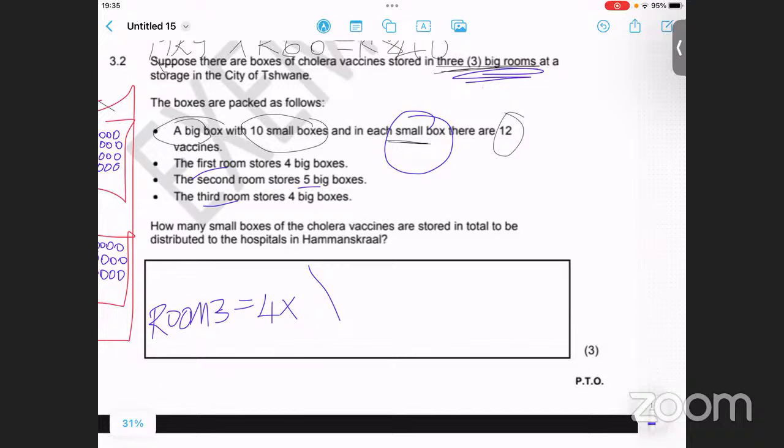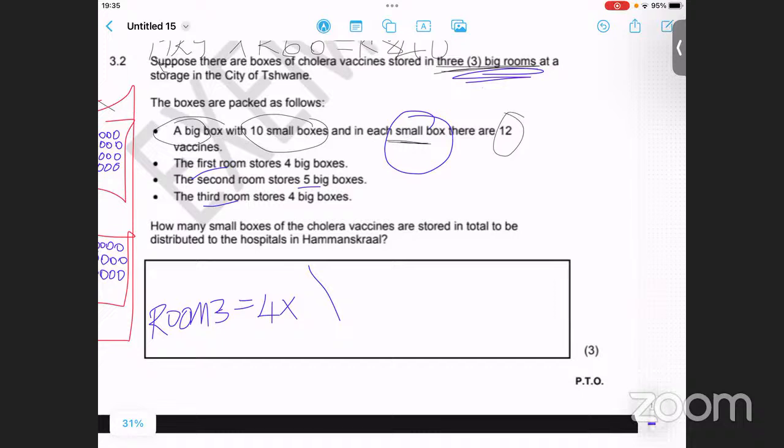Carry on. And then I get 90. And then I said 12 times 4, 12 times 5. But why do we multiply? Why are we using a 12? Maybe we can answer this one. Why are we using a 12?